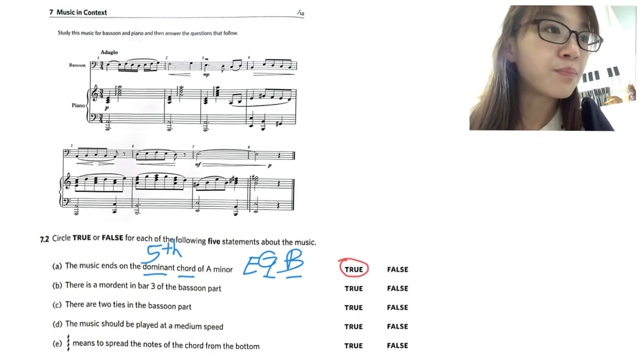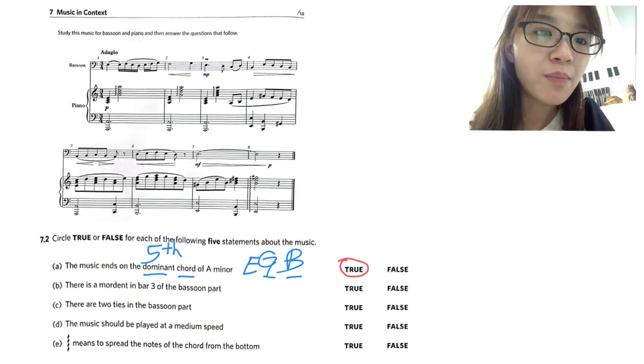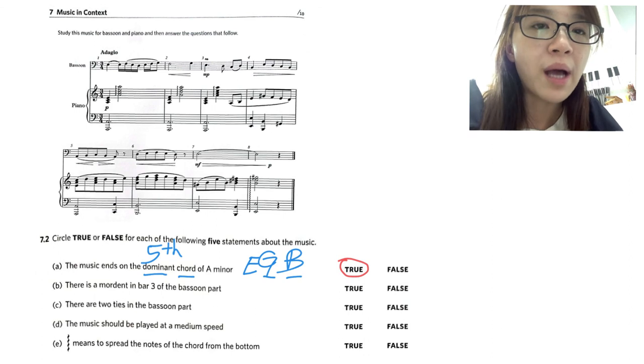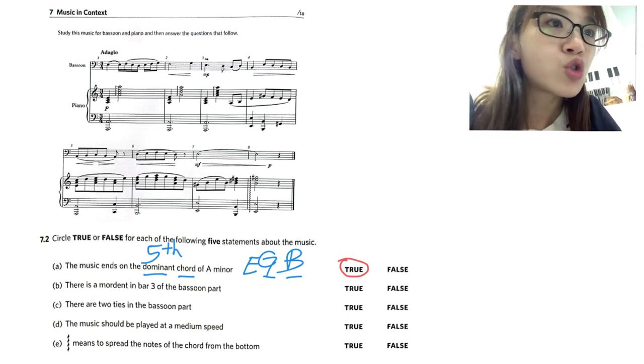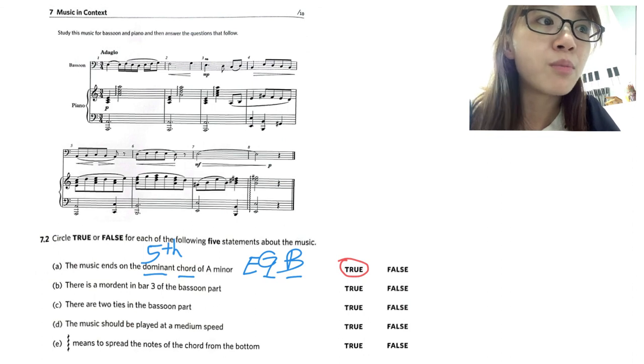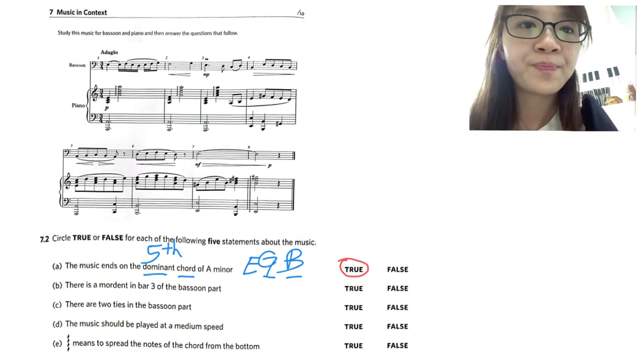There is question B. There is a mordent in bar 3 of the bassoon part. So you know the bassoon part is here. There is a mordent. So you need to know the symbol of a mordent. Yes, that's true.